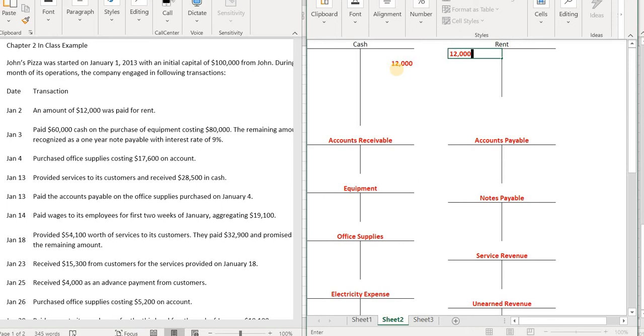Now, I'm going to pause after we look at each of these to give you a chance to fill them in before I show you the answer. So let's look at January 3rd. Paid $60,000 cash on the purchase of equipment costing $80,000. The remaining amount was recognized as a one-year note payable with an interest rate of 9%. So $60,000 in cash is going to go out, so we're going to reduce cash for $60,000. We're going to get equipment worth $80,000, and we're going to have a note for the difference between the $60,000 and the $80,000. So take a minute and fill that in.